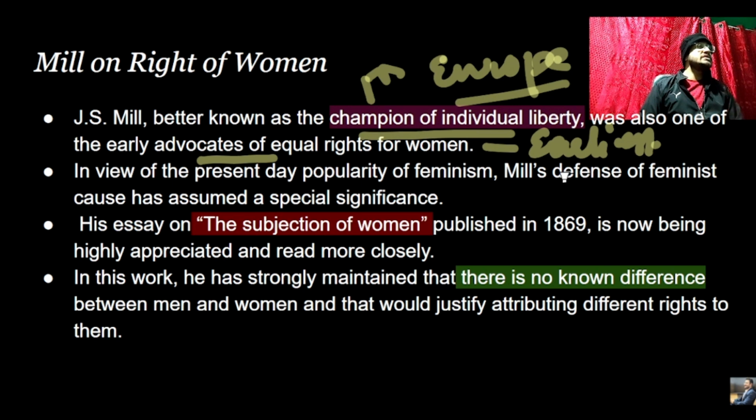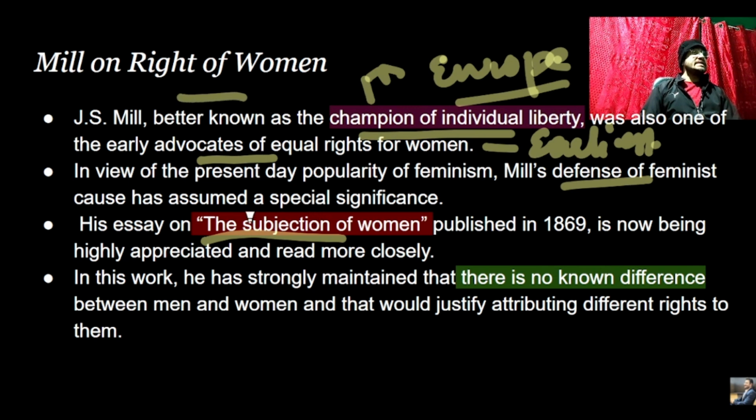So basically, Mill's defense of the feminist cause, like the right to education, right to equal opportunity, right to employment, and the refuting of several preconceived notions that were held in the society, accrues special significance to Mill's idea on rights of women. The source of his idea on rights of women is coming from his essay, The Subjection of Women, right? This is the work of Mill, which basically is a compilation of essays on the rights of women, right?